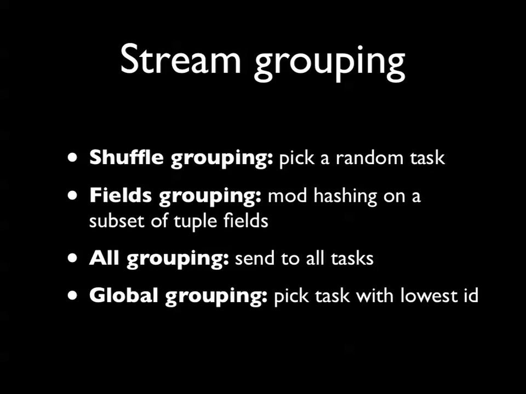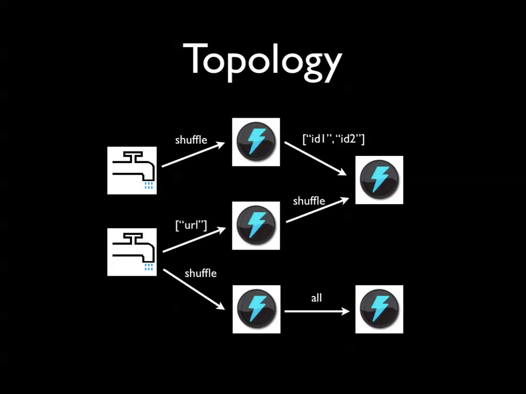Another kind of grouping is called a global grouping. Here you pick the target task by picking the task with the lowest ID. So this has the effect of all tuples going to the same consuming task. And there's a few other kinds of groupings, but they're a bit beyond the scope of this talk. So if you look at the topology diagram again, it looks something like this, where every edge is annotated with the kind of stream grouping used.